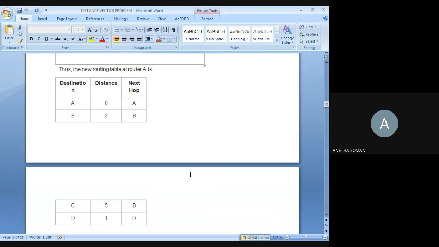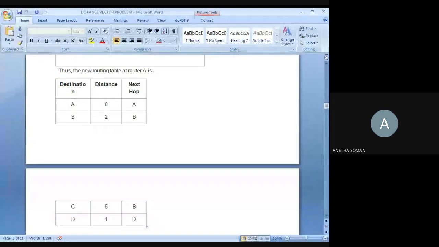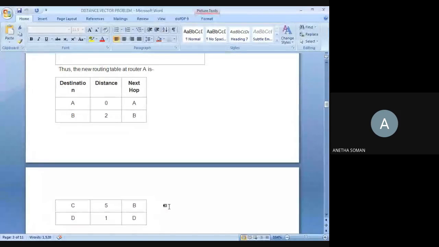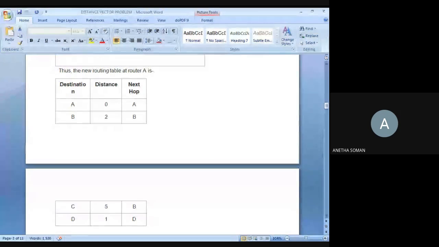Understood? Everybody understood? Because the same step is repeating for all the nodes. If you're not understanding, please tell me how you are finding the new routing table. Now, Vaishnav, yes, miss. Understood how you are getting the new routing table? Okay.